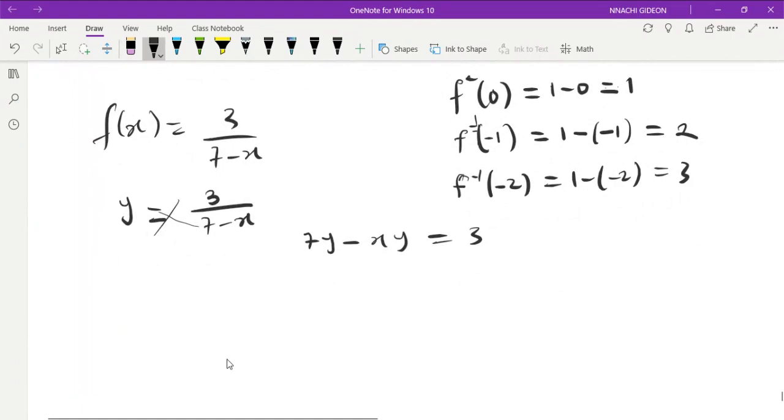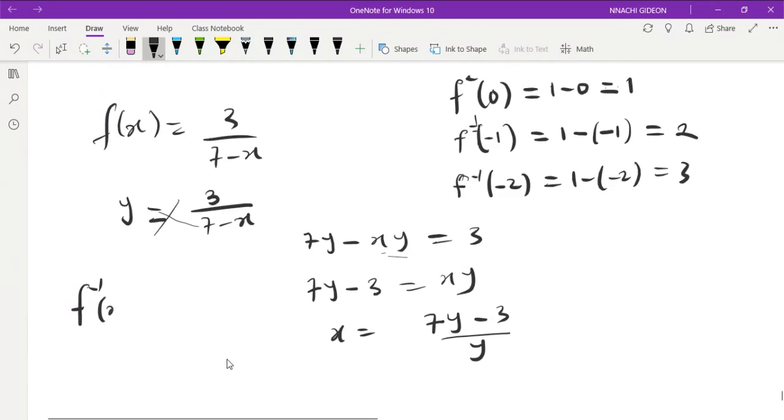So which one do we want to make the subject of the formula? That is the x. So that means we have 7y minus 3 equal to xy. That means x equal to 7y minus 3 over y. Once that is done, then I'll express it in the original definition. So 7x minus 3 over x. Finish and clear. Is that clear?